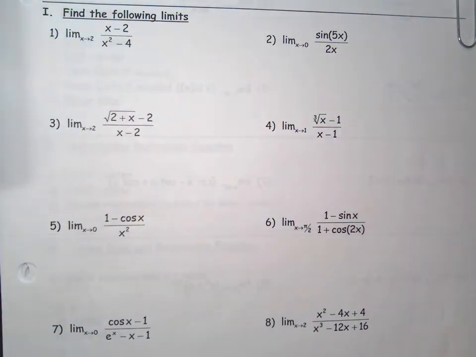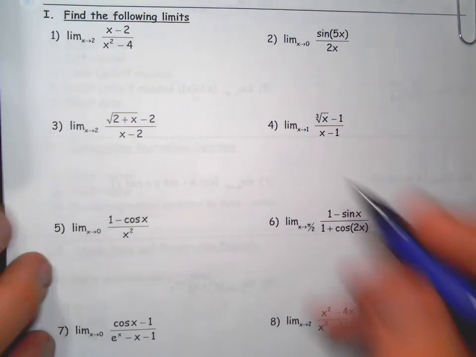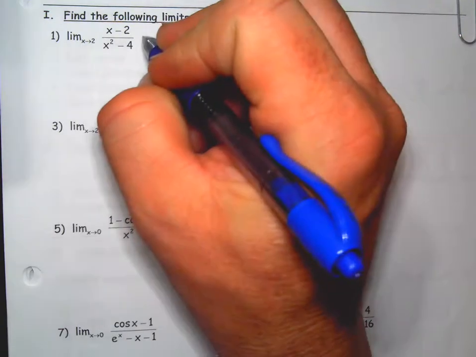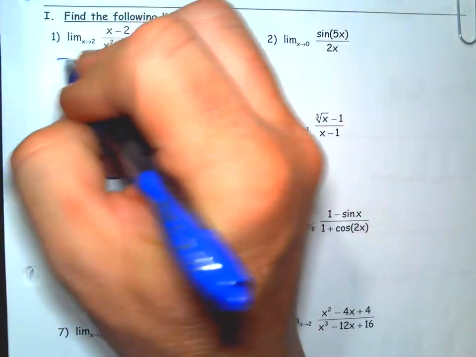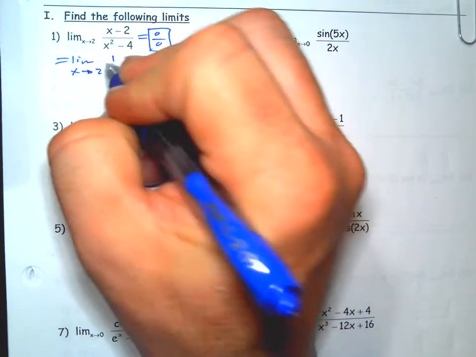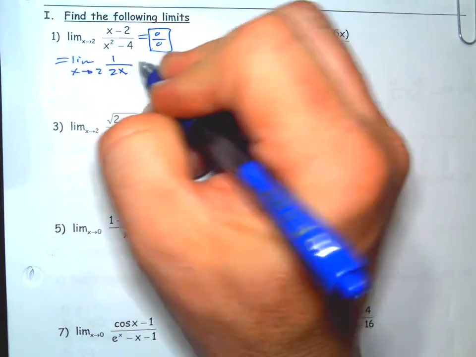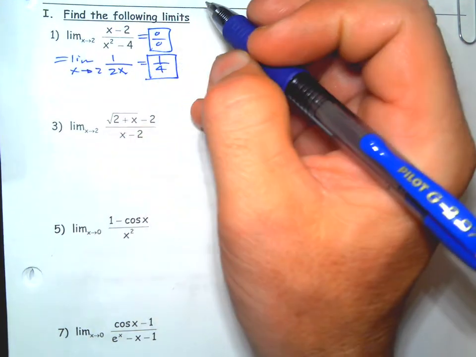Let's see if we can do these. Right off the bat, we get 0 over 0, an initial indeterminate form. We do L'Hopital's rule. X approaches 2. Derivative of the top, derivative of the bottom. The answer is 1/4. Done.